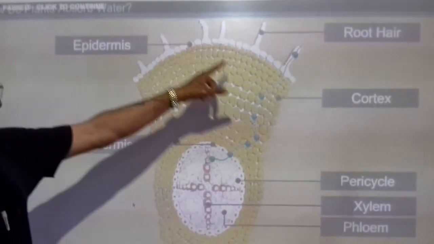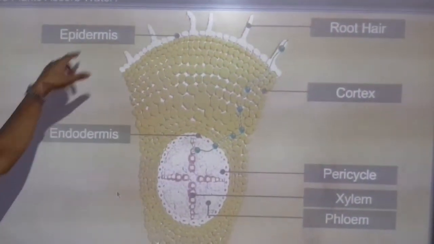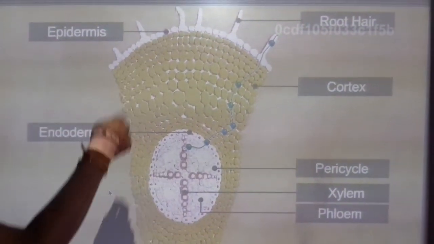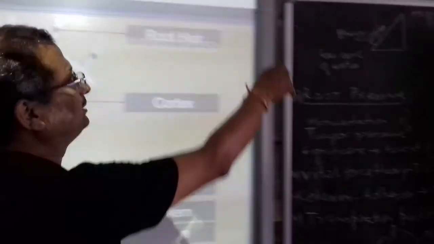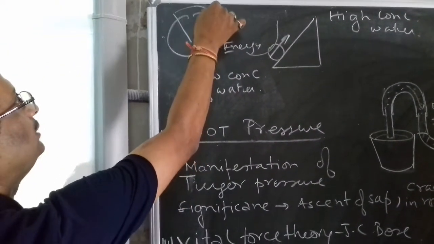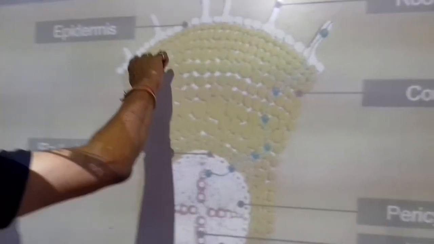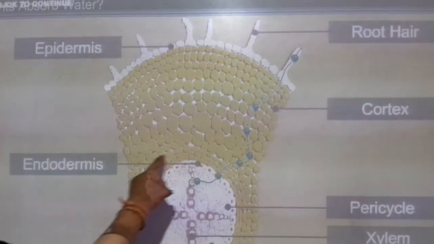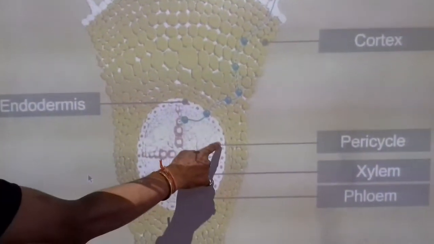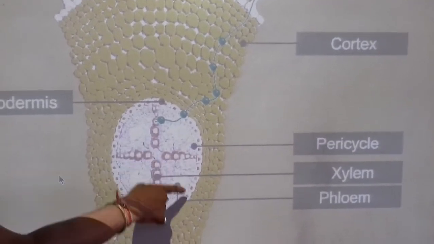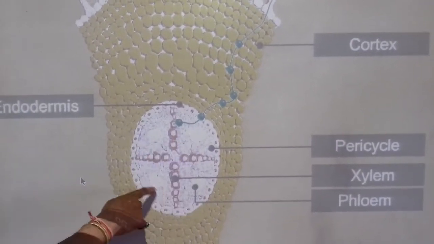This is a cross section of a dicot root. If you cut the root in a section, we are seeing a portion of the root. So you can see the root here. The outer layer is the epidermis, this is the cortex, then you have the endodermis, then the pericycle, then this is the xylem, the protoxylem and the metaxylem. In between you have the phloem bundles.